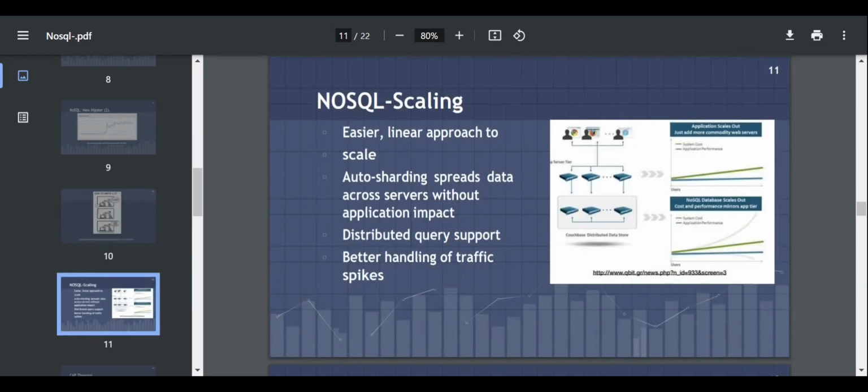NoSQL scales more easily with a linear approach to scaling. Auto-sharding spreads data across servers without application impact, with distributed query support and better handling of traffic spikes.